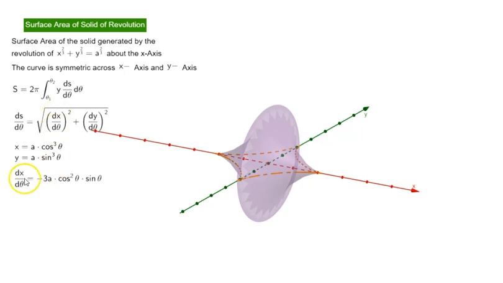We require dx by d theta. So dx by d theta is equal to 3a cos square theta times the derivative of cos theta, that is minus sine theta.